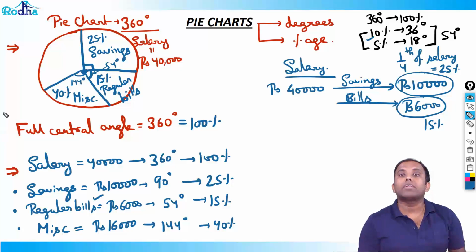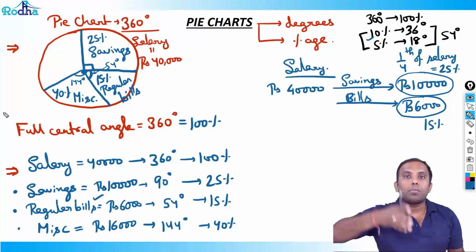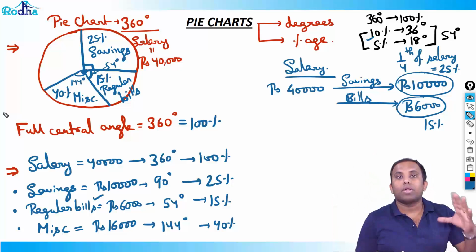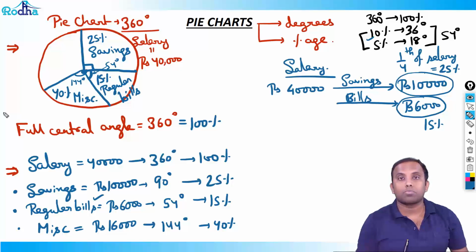So this is how a pie chart is drawn. This is how you divide a pie chart. You have a total figure and you have the sub parts of it. If I have a total figure of salary, what part is my savings, what part is my regular bills, what part is my miscellaneous expenses?